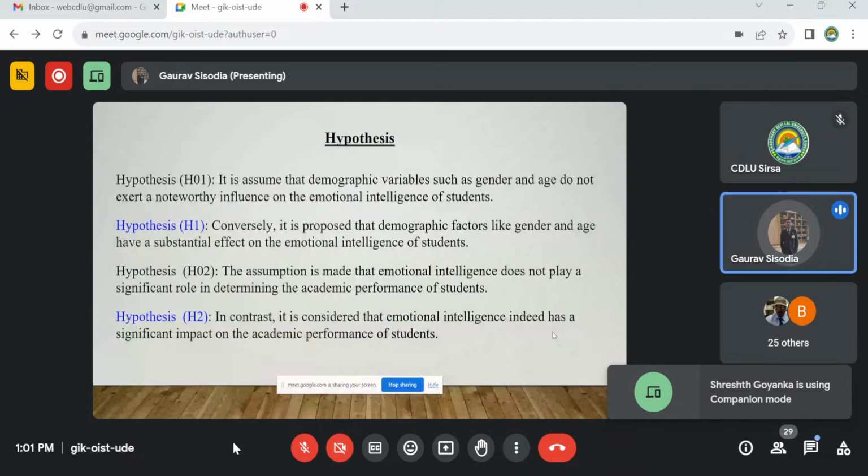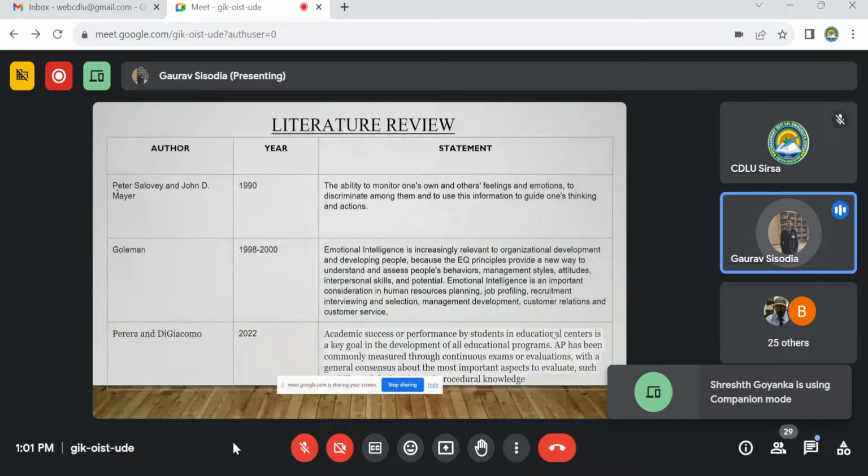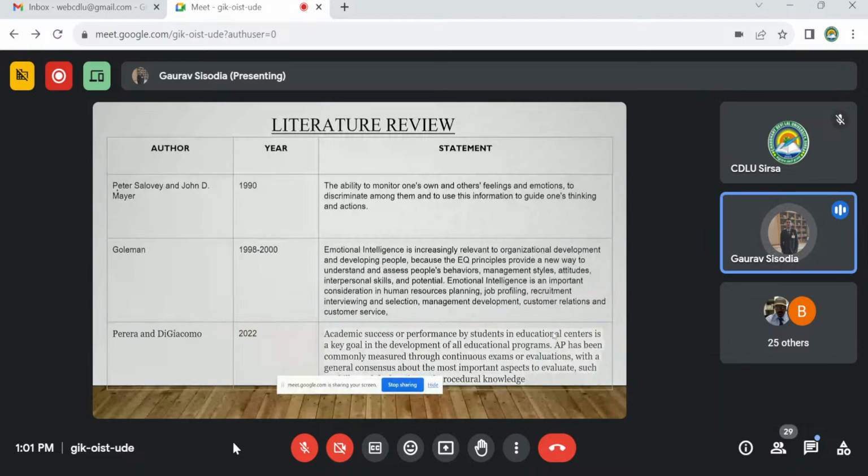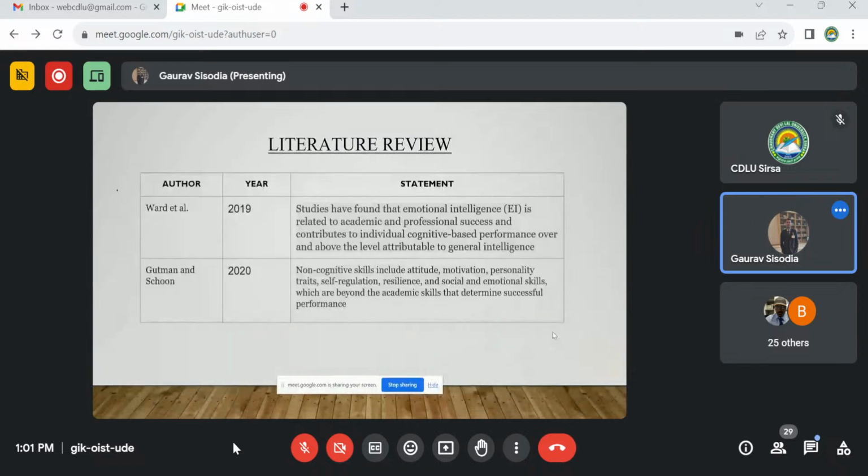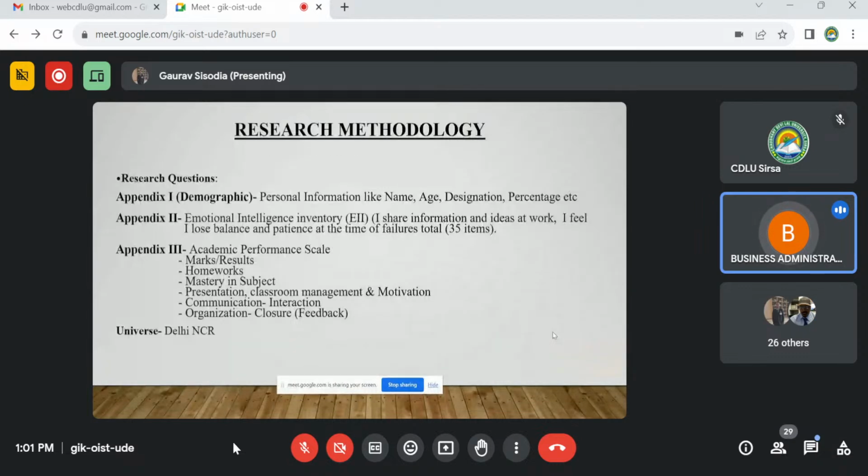We have taken these two hypotheses, and these are our literature reviews of Goldman theories, Peter Salovey from 1990 and 1998. Gaurav, skip all these slides and show your research work.